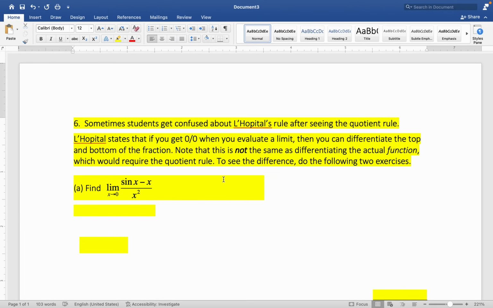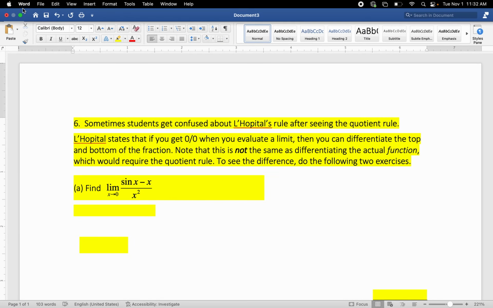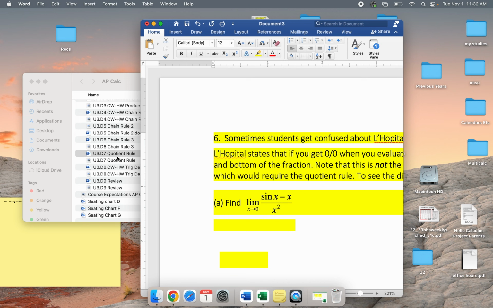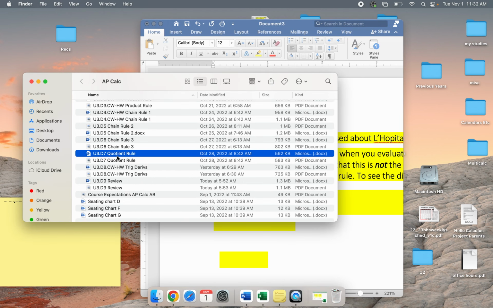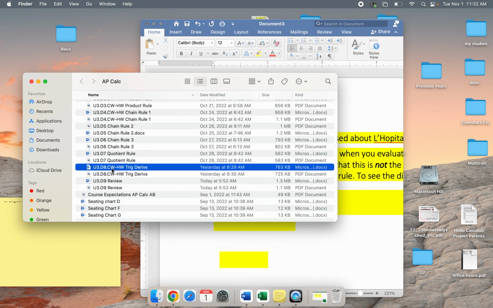This is going to be the recording going over day 7, the quotient rule, and then introducing day 8, the derivatives of the other trigonometric functions. The next time we see each other in class will actually be on Thursday, and we'll be reviewing for the unit test during that day.